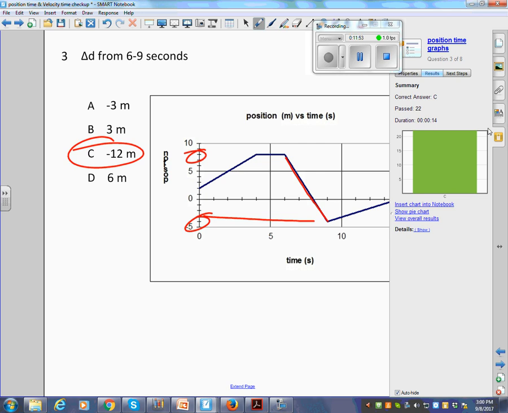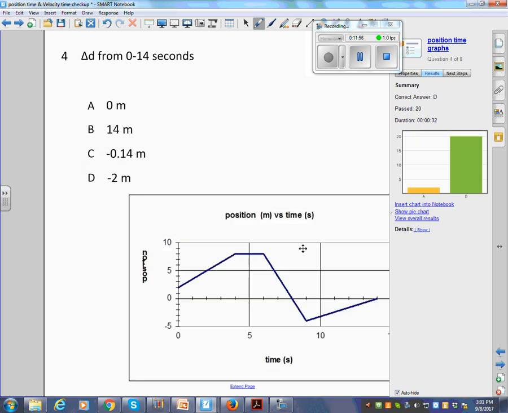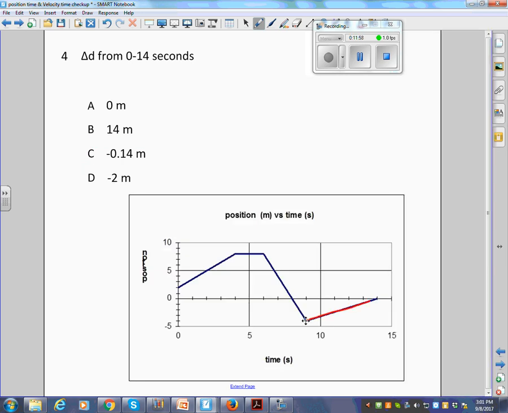We're good? Delta D from 0 to 14. That's this bit right here. It's ending up at 0. It's starting at minus 4, so that's going to be 0 to 14. So like from there to there, that's like down 2, right? D is minus. Is that the one that doesn't exist on yours? Okay, I apologize. I'll have to fix that.